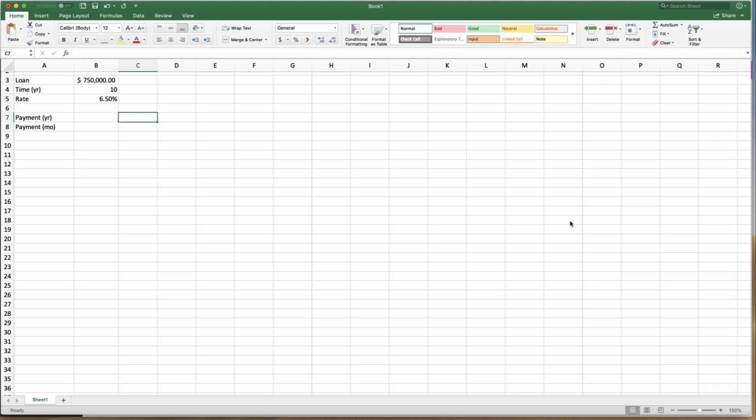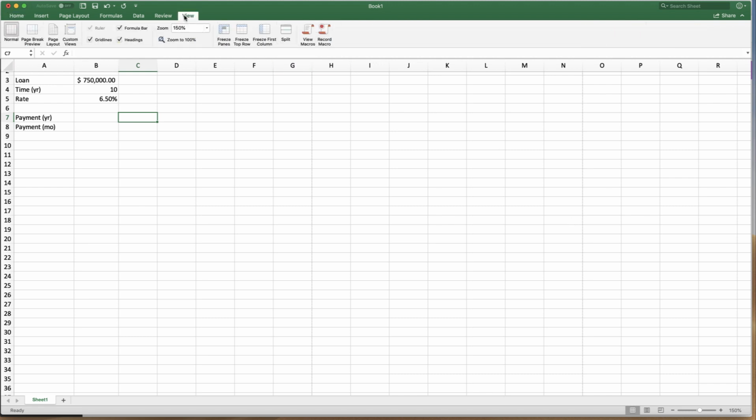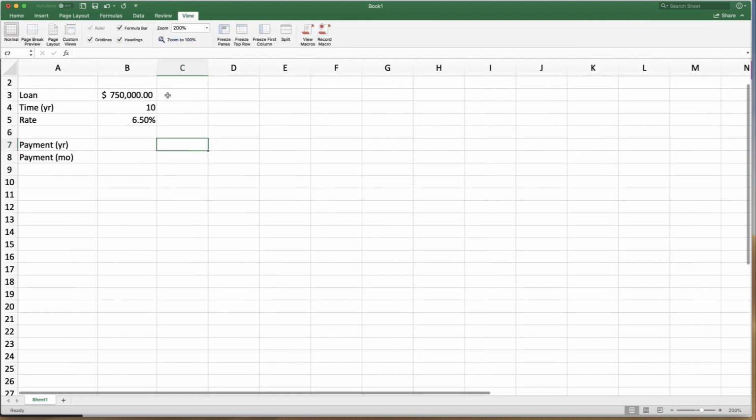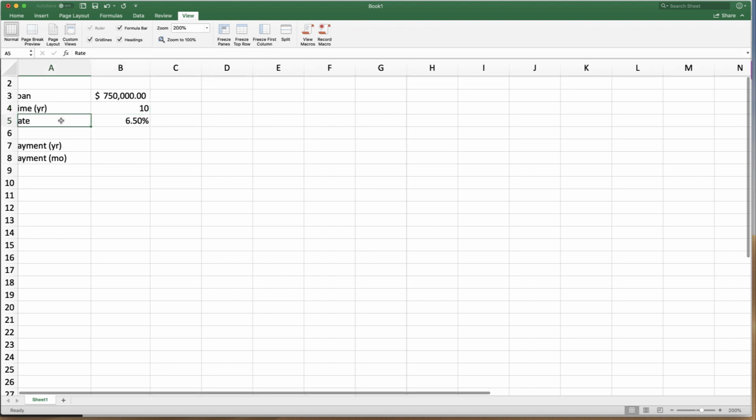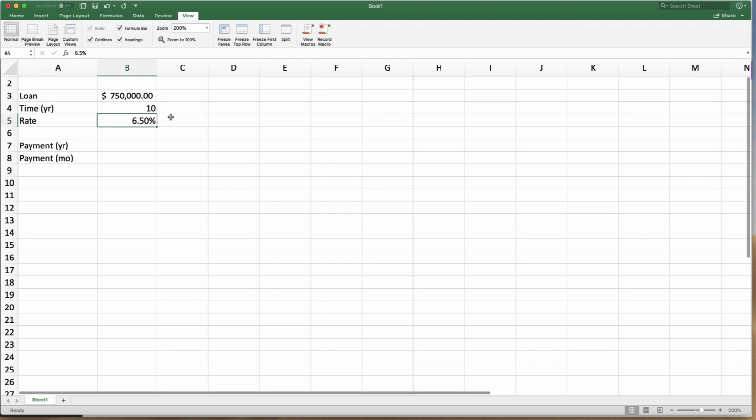All right, when you pull up an Excel document, I've blown this up hopefully so that you can see well enough. And so we're looking at information. I've got the text of a loan. There's the value in a different cell. I've got time as 10 years in a different cell. And then I've got rate as 6.5%.